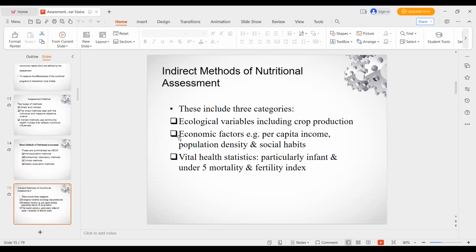The indirect method of nutritional assessment includes three categories: ecological variables, including crop production, economic factors, per capita income, population density, and social habits; and vital health status, particularly infant and under-5 mortality and fertility index.